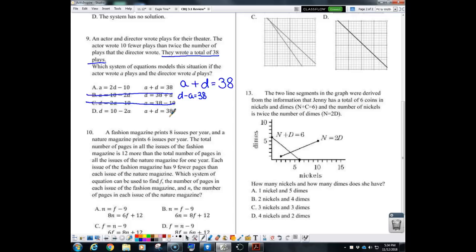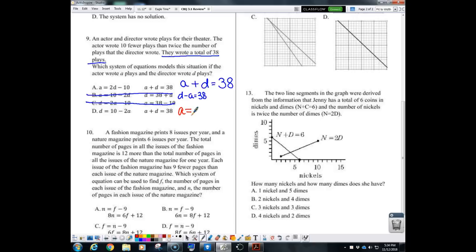Right, so then the first part they told us an actor and director wrote plays for their theater. The actor wrote 10 fewer plays than twice the number of plays that the director wrote. Okay, hold on. What they're saying is this equation is telling you what the actor wrote. So that means A equals, right? A equals tells you what the actor wrote. Then it says 10 fewer plays than twice the number of plays that the director wrote.